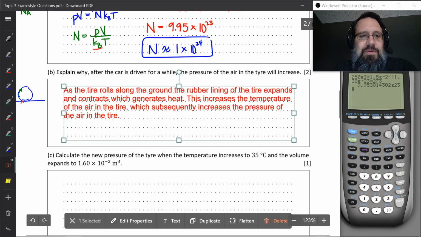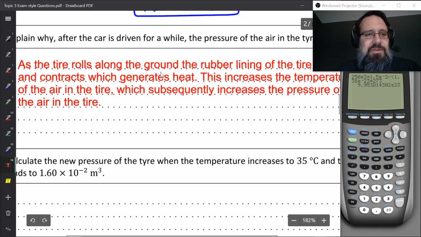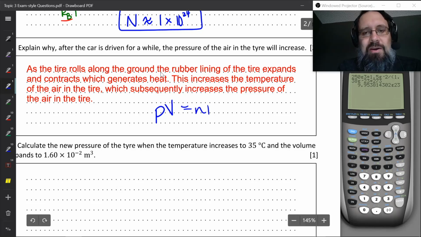All right, so we have this relationship between temperature and pressure, and so we know from PV equals nRT, I'll just write it down here, let me zoom out in case you guys are still trying to read that, PV equals nRT. So what we just said was that we're increasing the temperature, and so that has to result in an increase in pressure.